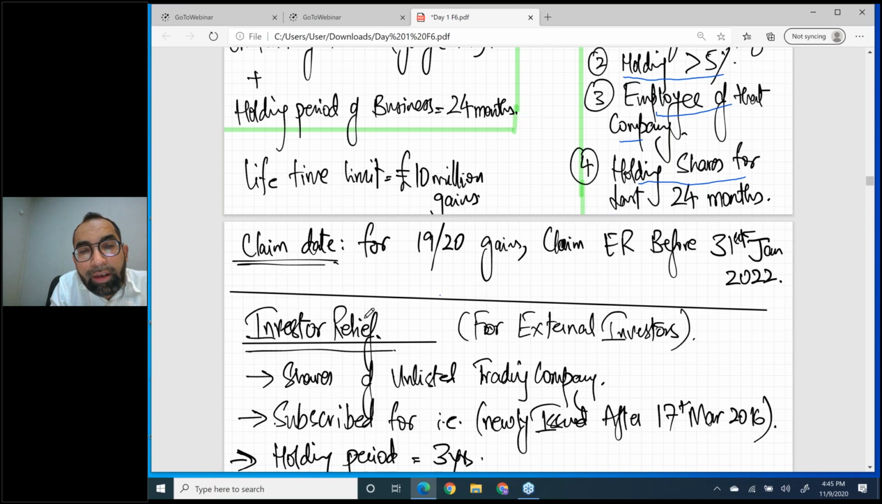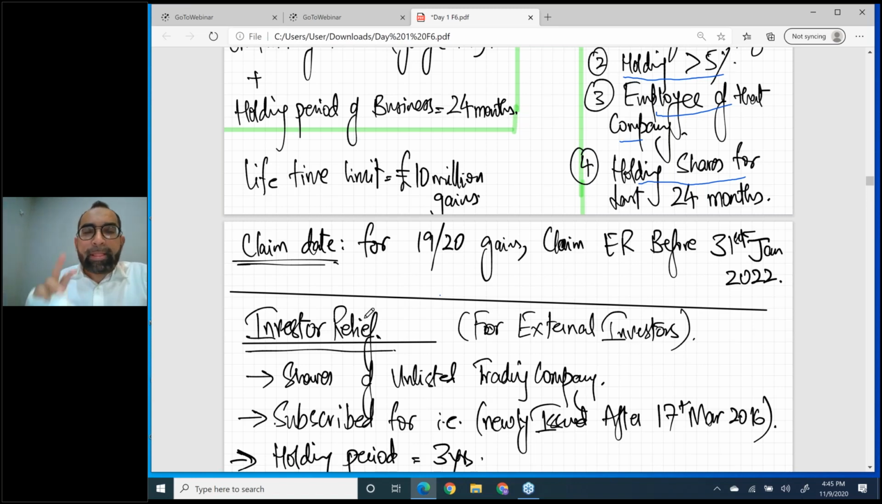Now our fiscal year is 1920. If you have qualifying gains in 1920, then the claim date for entrepreneur relief is 31st January 2022. You must claim entrepreneur relief before 31st January 2022.